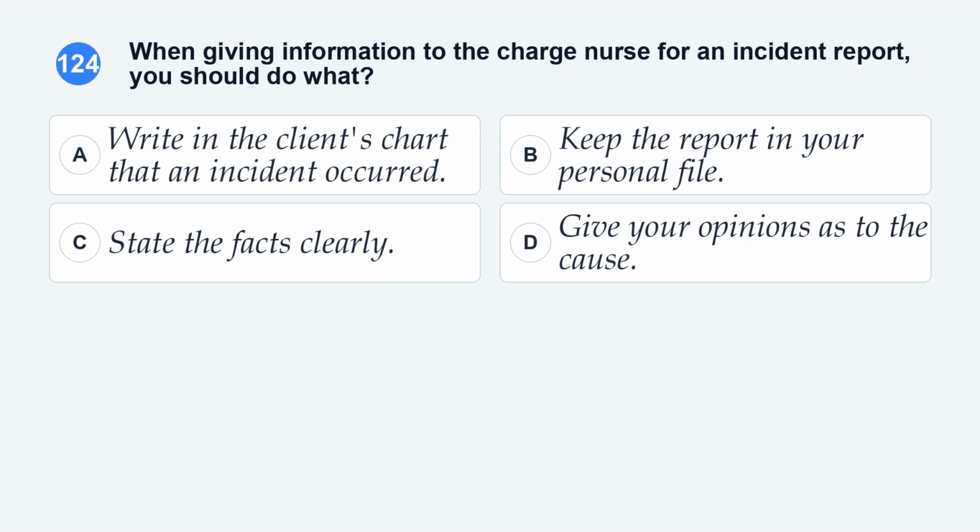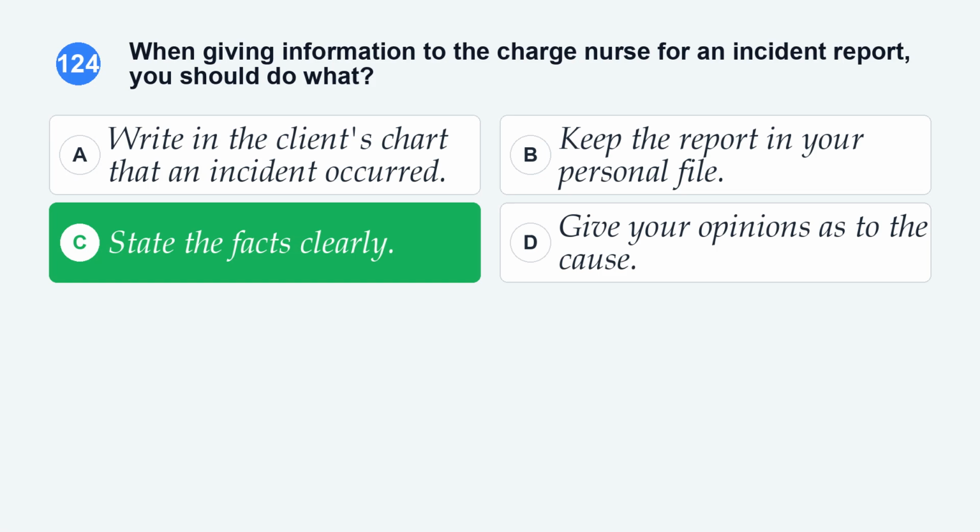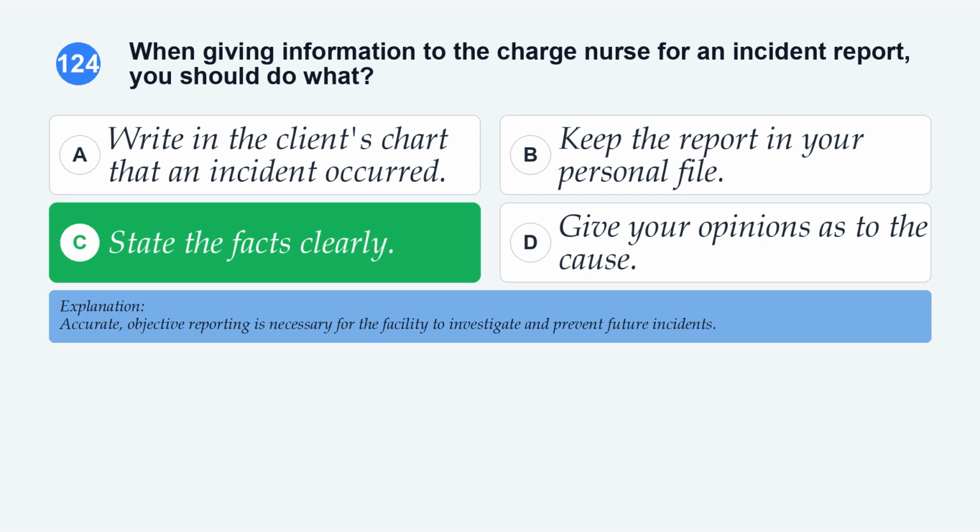Question 124. When giving information to the charge nurse for an incident report, you should do what? Option A, write in the client's chart that an incident occurred. Option B, keep the report in your personal file. Option C, state the facts clearly. Option D, give your opinions as to the cause. The correct answer is option C, state the facts clearly. Explanation. Accurate, objective reporting is necessary for the facility to investigate and prevent future incidents.